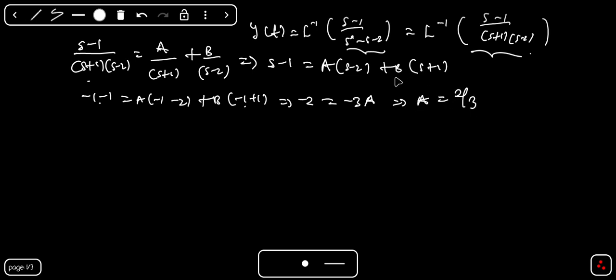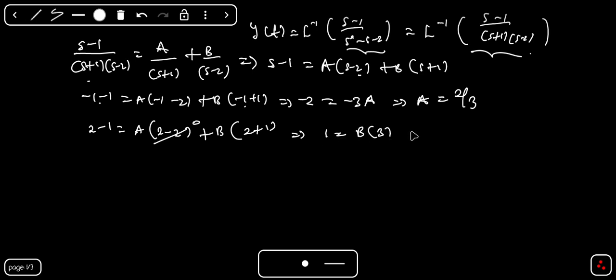The next thing, let's find the value of b when s is equal to positive 2. So we are going to have 2 minus 1, which is equal to a, then into bracket 2 minus 2, then plus b into bracket 2 plus 1. 2 minus 2 will give us 0, and 2 minus 1 will give us 1. So what you have now is 1, which is equal to b, then into bracket 3. Then divide both sides by 3, so we have b is equal to 1 over 3.